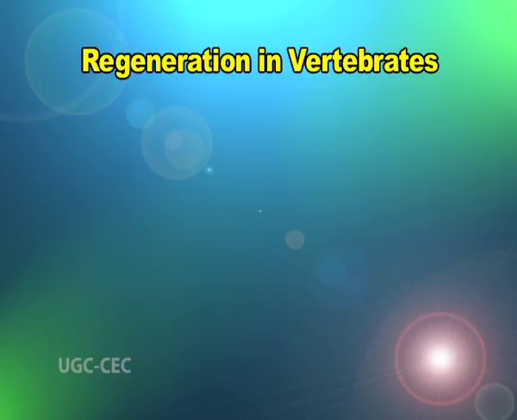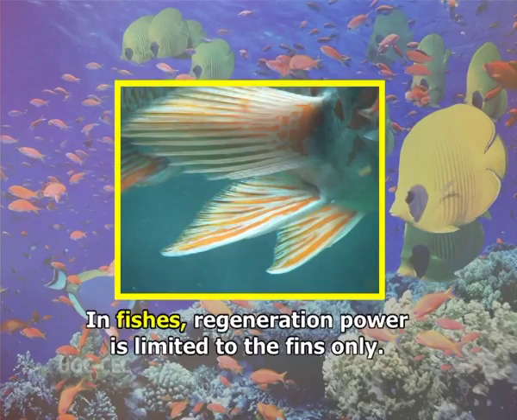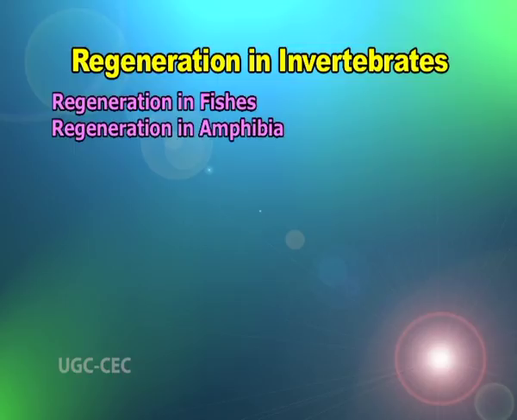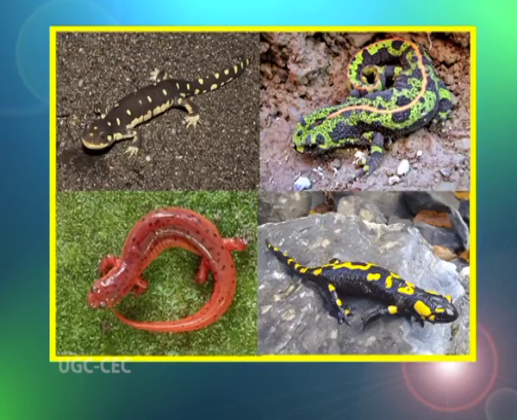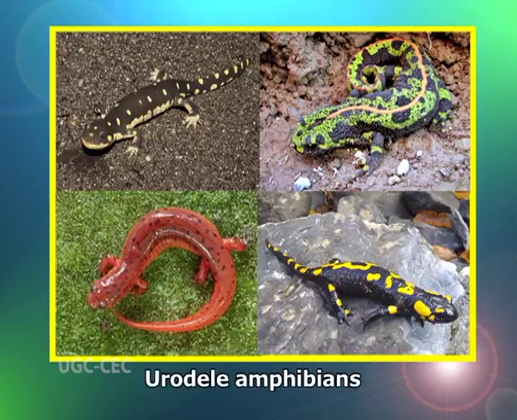Regeneration in vertebrates. Regeneration in fishes. In fishes, regeneration power is limited to the fins only. Regeneration in amphibia. In amphibia, regenerative power is highly specialized and most spectacular in urodele amphibians in larval as well as adult stages. Tails, external gills, upper and lower jaws, lens and retina of eye can regenerate.